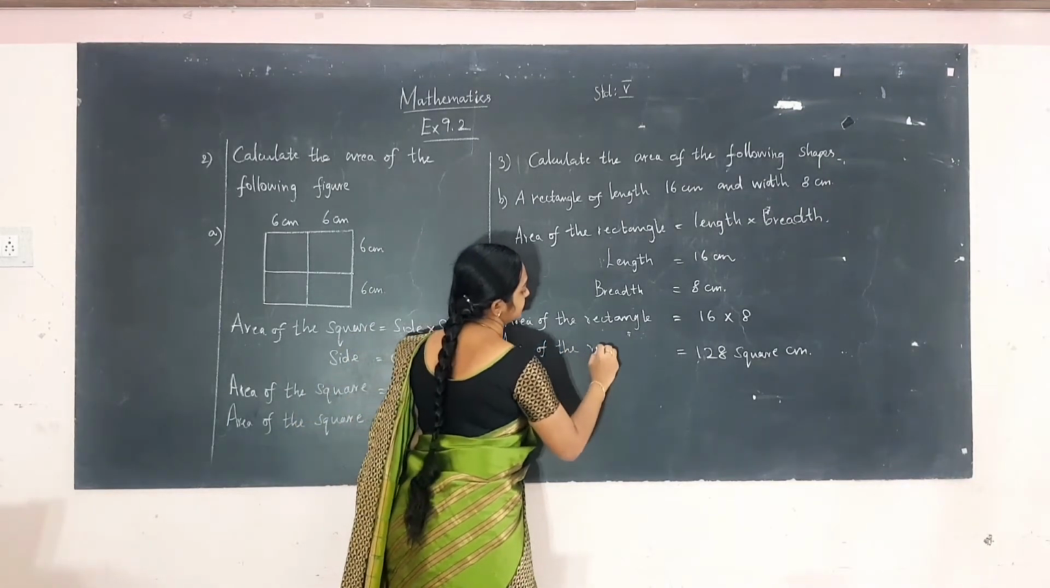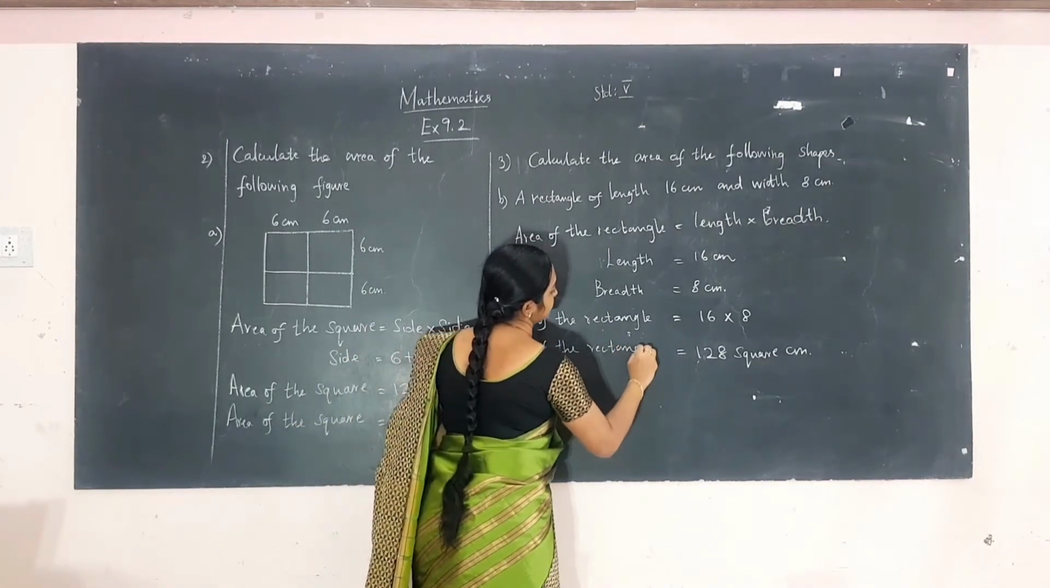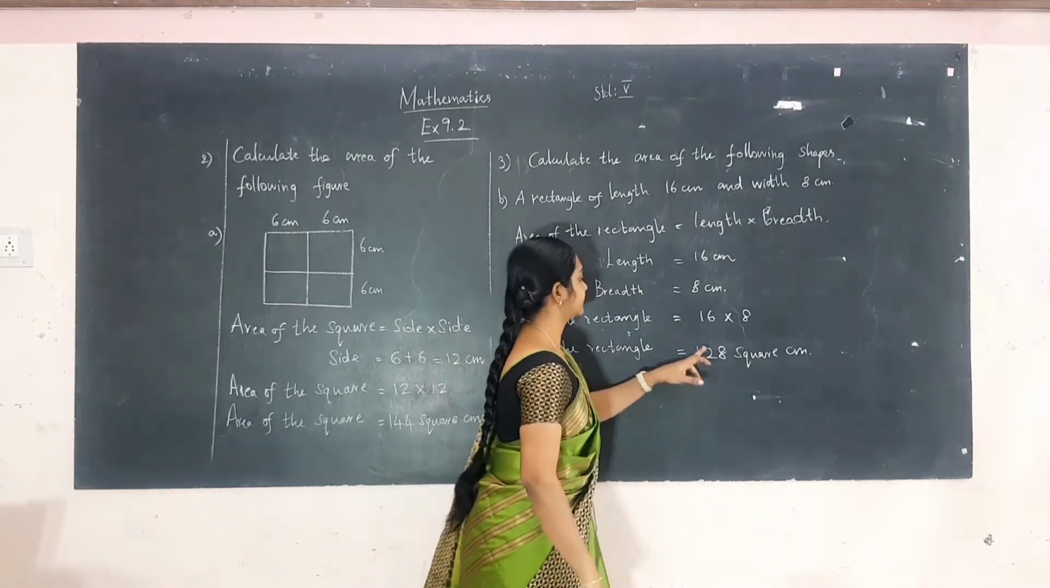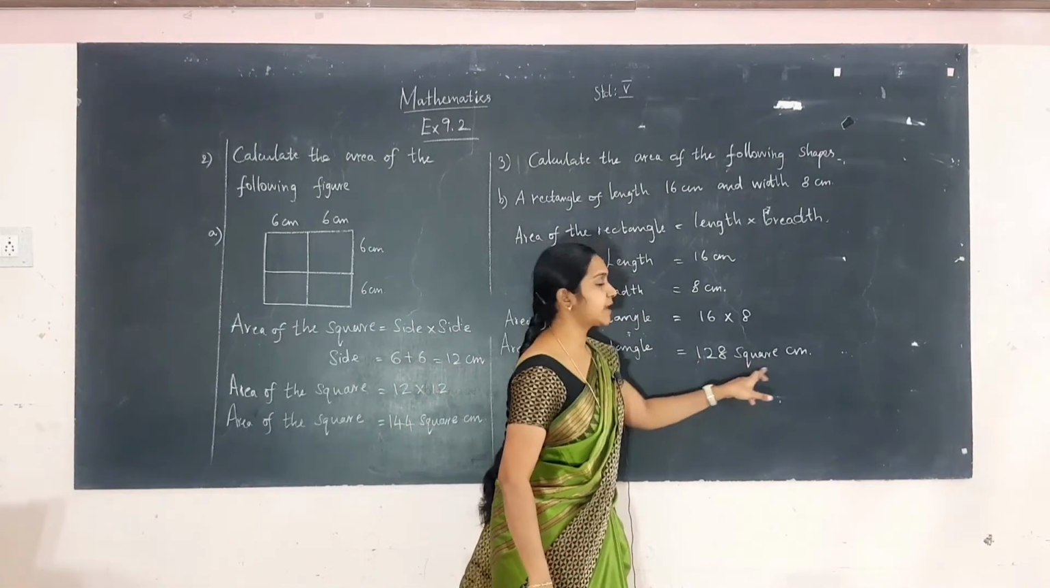Area of the rectangle is equal to 128 square centimeter.